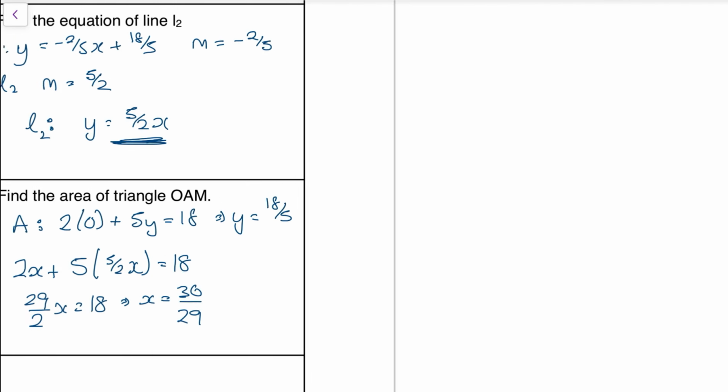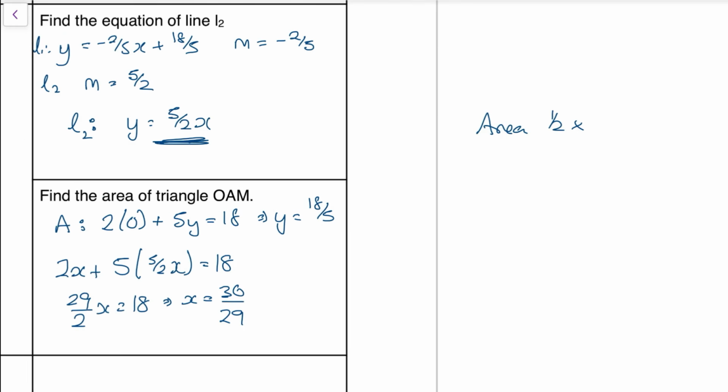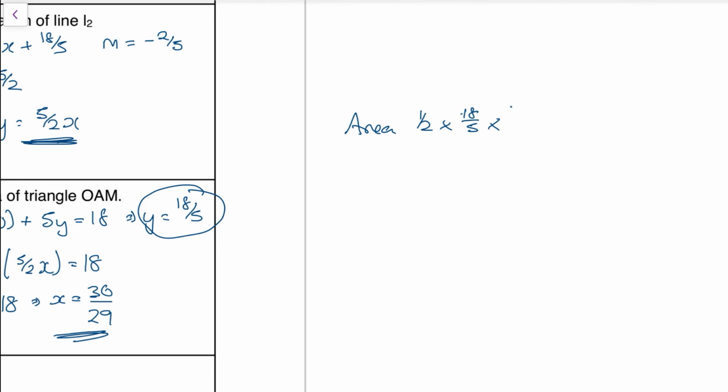which means the area of the triangle, let's write it over here so I'm not squeezing it in. So it means the area of the triangle is a half times the height, which is the y value, so 18 over 5, times the x value I've just worked out, which is 36 over 29. So it's not a nice number. So that's going to be 18 times 36 divided by 2 times 5 times 29, which is 290, which is going to be 324 over 145.